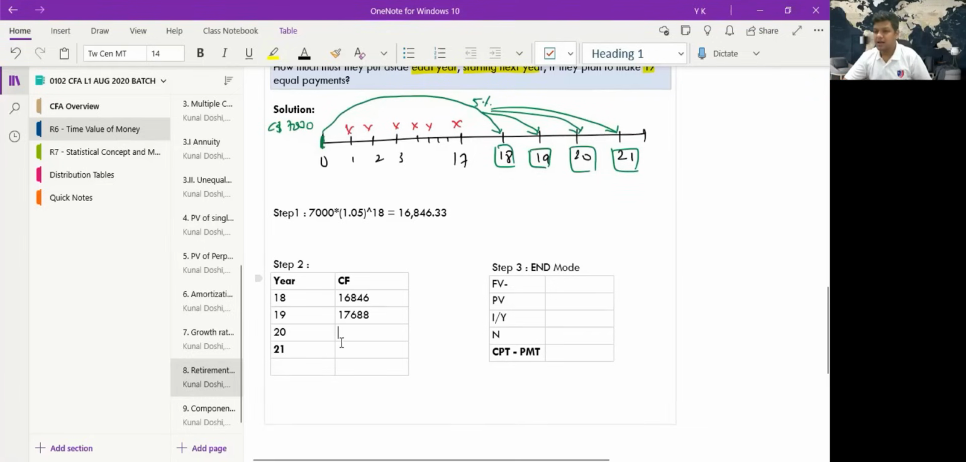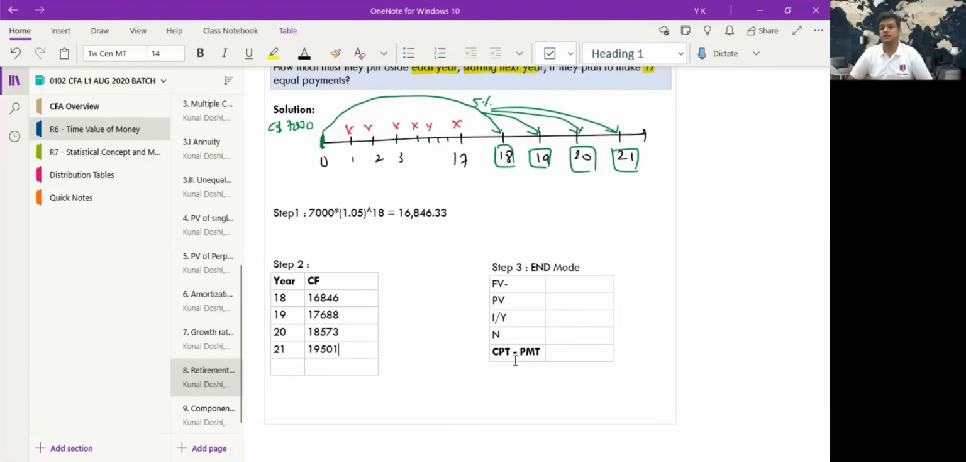18,573. Again, you will multiply by 1.05. When you get 18,573, press store 3. And then for the 21st year, 19,501. Store 4.